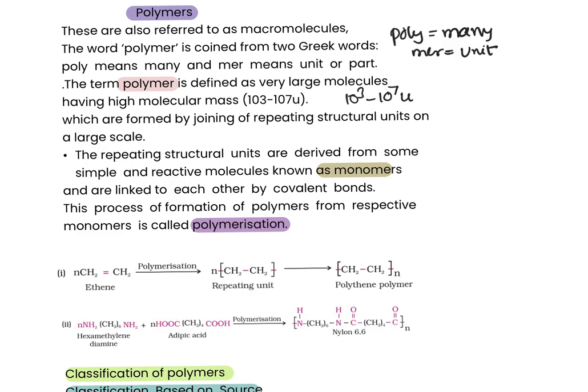Example: this is ethene. Ethene, n times repeated, undergoes polymerization. This is a repeating unit. It forms polyethene, that polymer. The second example is hexamethylene diamine n times and adipic acid n times undergoing polymerization to form nylon 6,6. This 6 indicates 6 carbons from hexamethylene diamine, and 6 carbons here, 4 plus 1 and 1, total 6, from adipic acid, indicating nylon 6,6. Nylon generally means amide bonds.